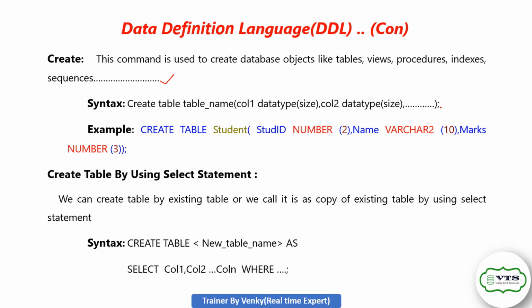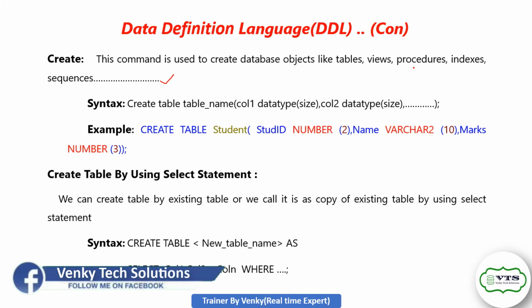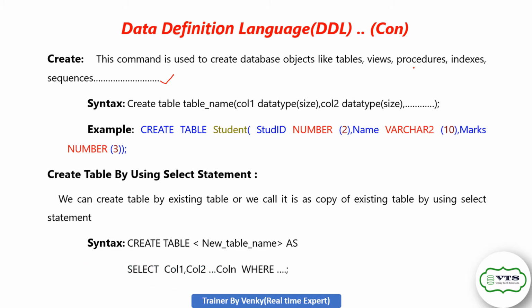Oracle is developed based on some set of rules. Those rules are called syntax. If you want to create any database object, table, view, procedure, anything, there will be a particular syntax or rules for every object. You must remember those things.